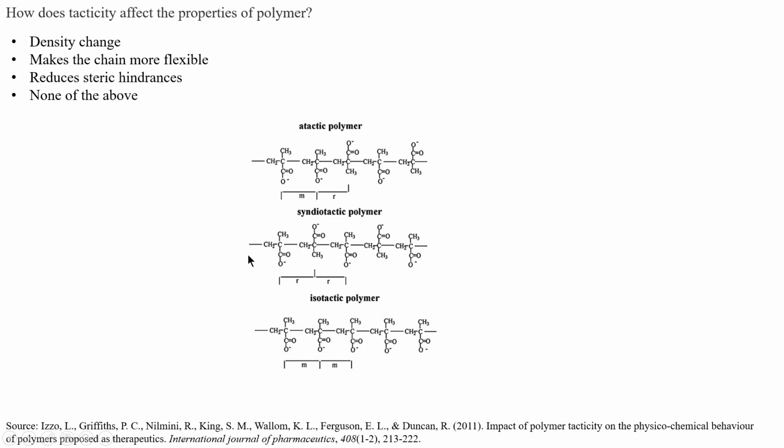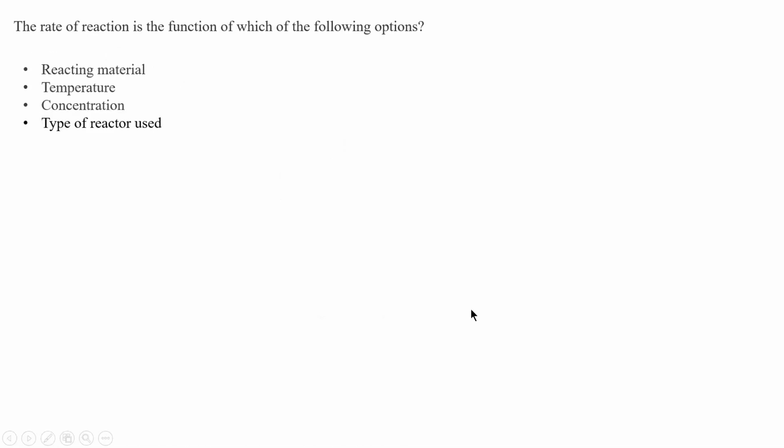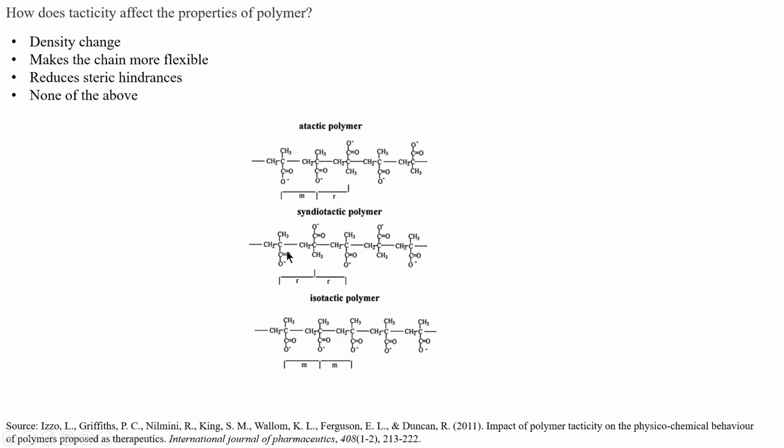Why does that happen? It is because of the alternating arrangement of the functional groups. This gives it steric hindrance stability. Why? Because when the groups are present at one side, the charge distribution is unequal, and because of that, there can be steric hindrances. But in this case, you can see that since the functional groups are present at a faraway distance on the alternate side of the polymer backbone, the steric hindrances are managed properly.